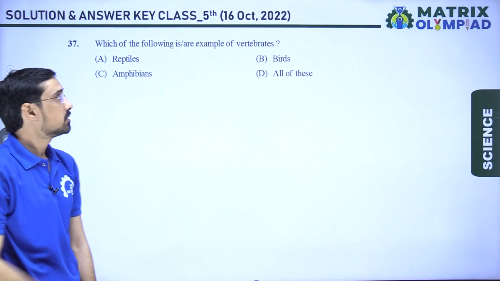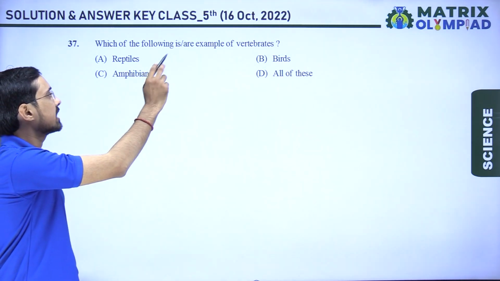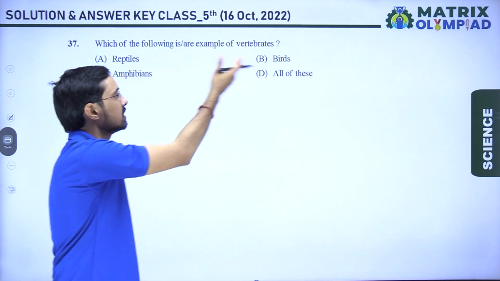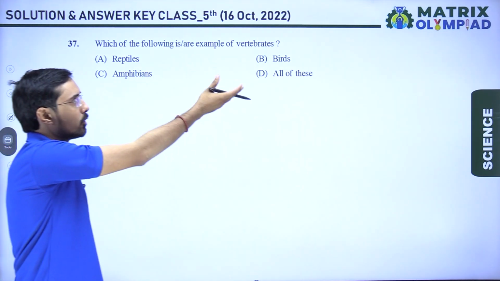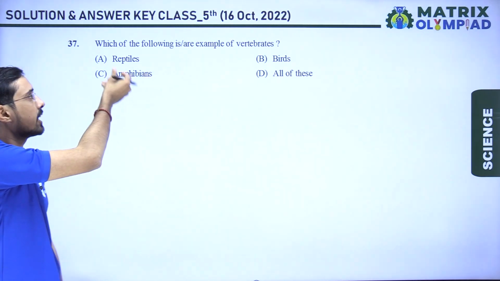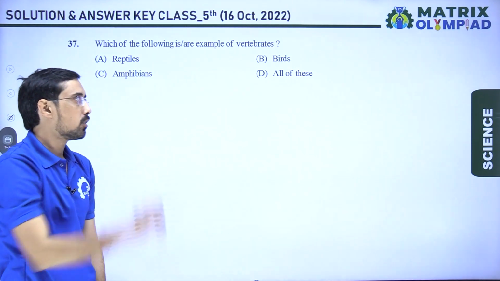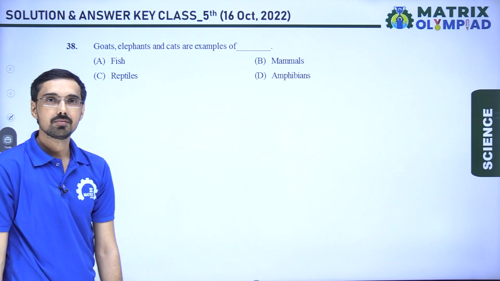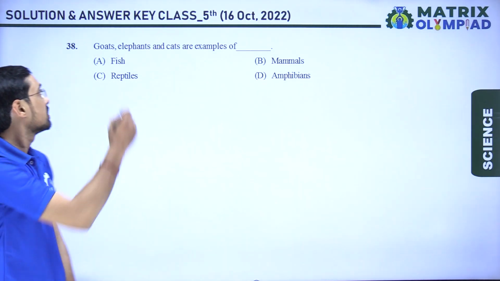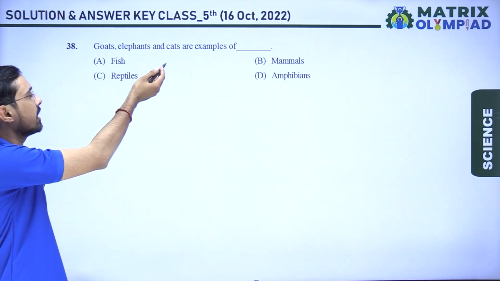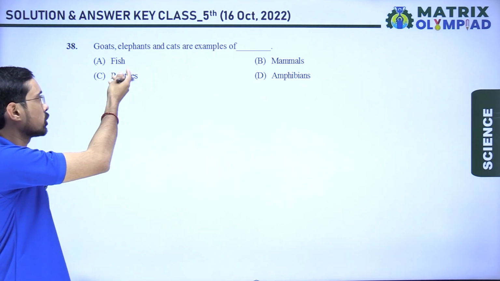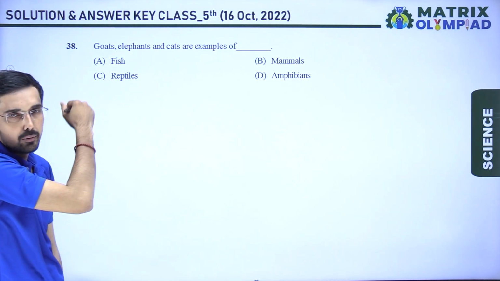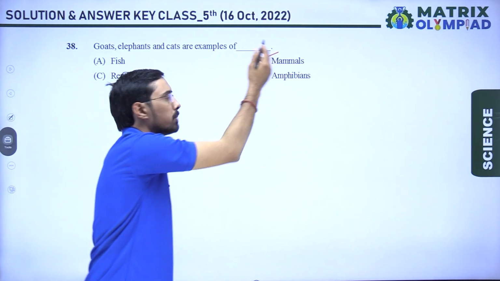Next question is, which of the following are examples of vertebrates? First, reptiles, birds, amphibians, and all of these. As we can see that reptiles, birds, and amphibians are part of vertebrates. So answer is D. Next question is, goat, elephant, and cats are example of. First option is fish, second mammals, third reptiles, and last is amphibians. So the correct answer is mammals.